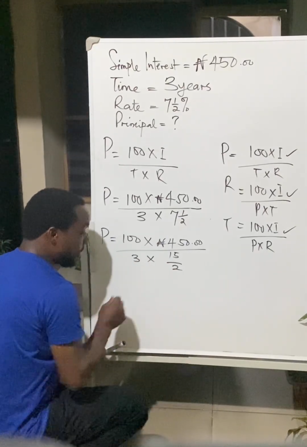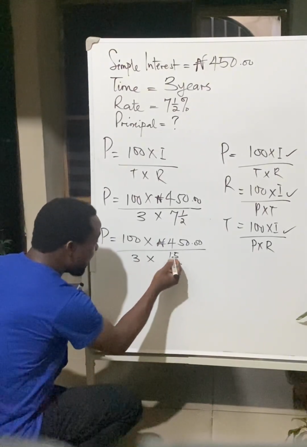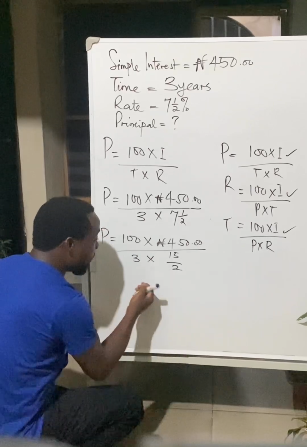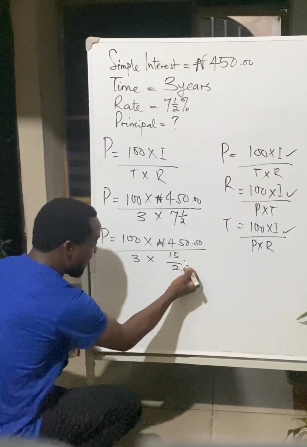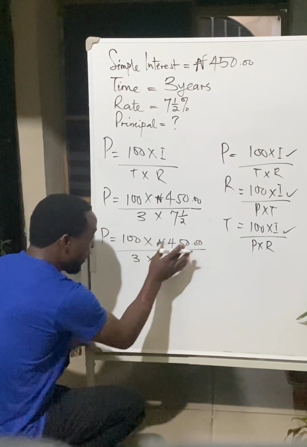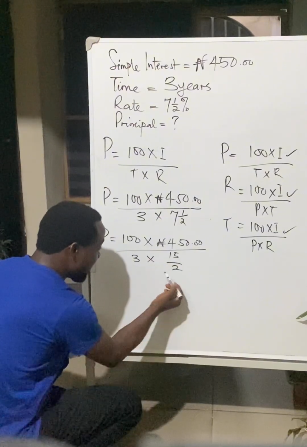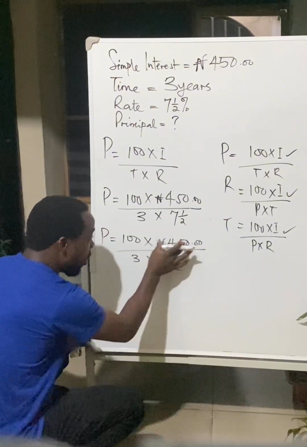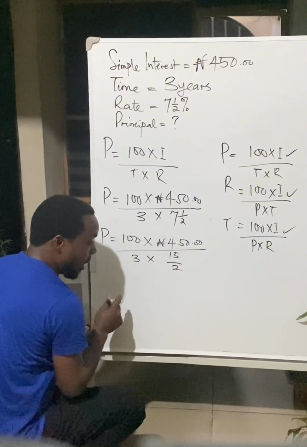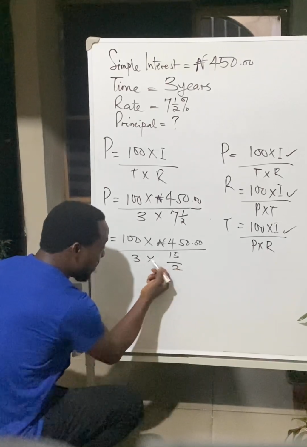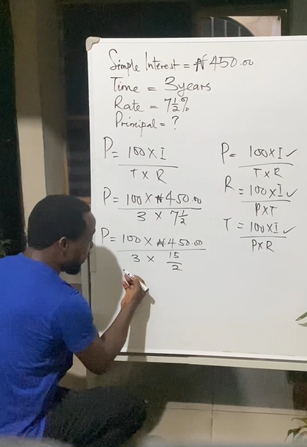Now, listen, deal with this denominator first. Simplify this first before you go up. If you do not simplify this denominator and you go up, you are going to be having issues with your answer. So we try to simplify this first. So how do we do that?